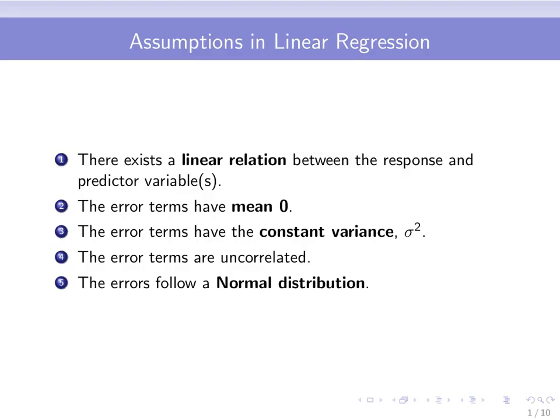So the assumptions are, right, that there exists a linear relation between the response and the predictor variable. The error terms have mean zero. They have constant variance, the errors are uncorrelated, and the errors follow a normal distribution. So we'll talk about how we can assess each of these assumptions using various graphical displays.